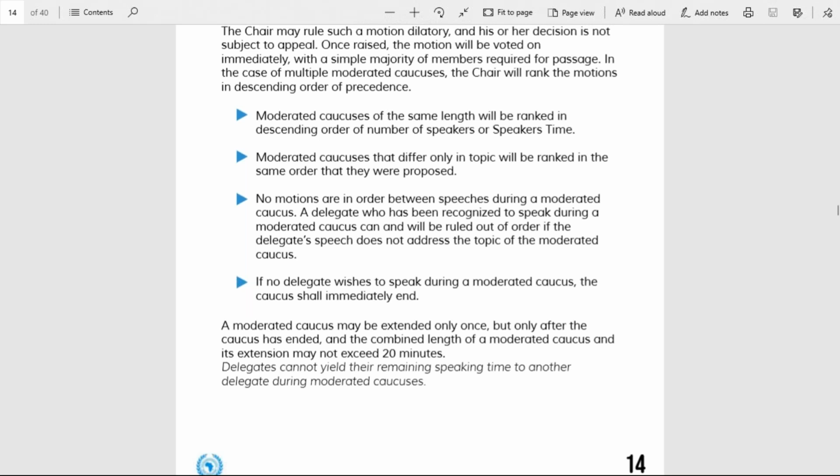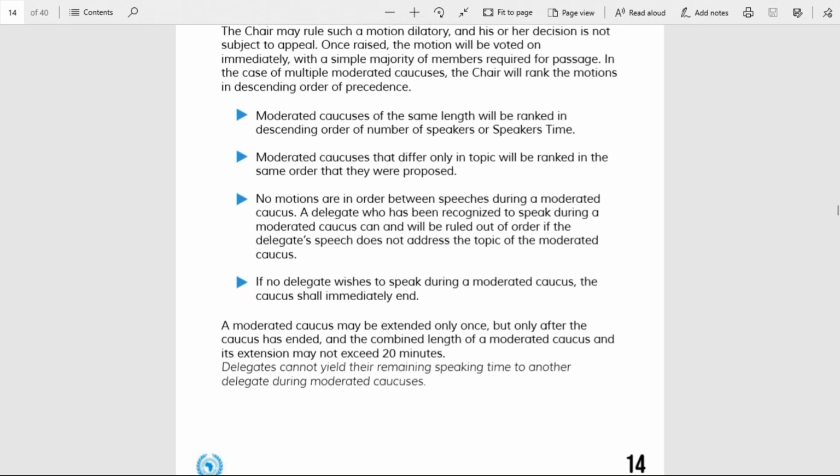Now, in terms of voting for moderated caucuses, if all of you have raised a moderated caucus for 20 minutes, then they will be ranked in descending order of the number of speakers or the speaker's time. So let's say all of you have raised 20 minute moderated caucuses, and then one of you has said 1.5 minutes, another one 1 minute, and another one 2 minutes. We will start with whoever raised the 2 minute moderated caucus, then move to the 1.5 minute, and then to the 1 minute motion. But if we vote for the first motion, the one with 2 minutes per speaker, and it passes, the other two automatically fail. So that is one thing you have to notice about caucuses.